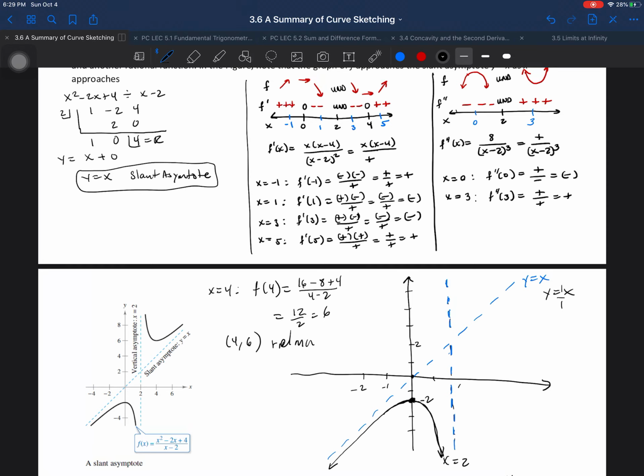And so at x equals 4, we're going to have 1, 2, 3, 4, 5, 6. So somewhere around there, we're going to have a relative min. And it's going to look like this, right?